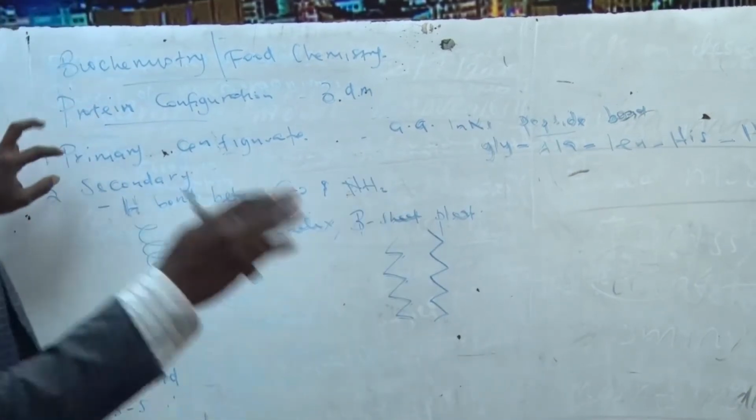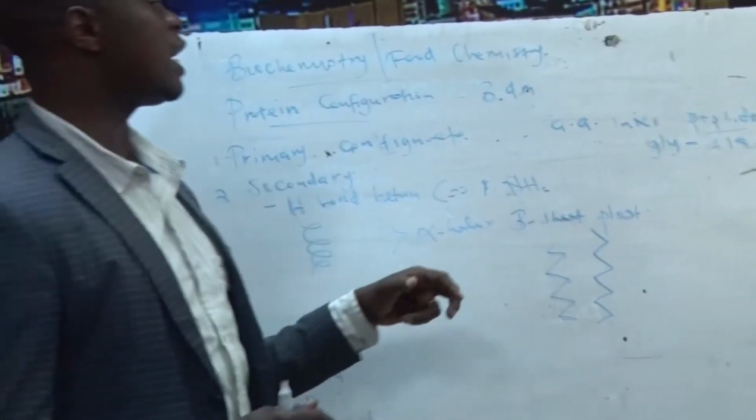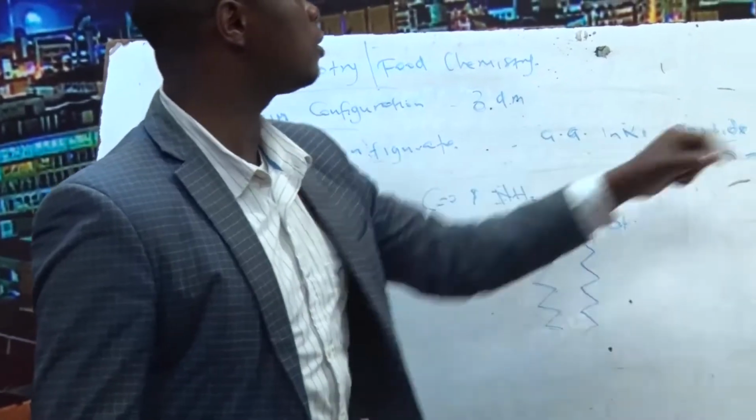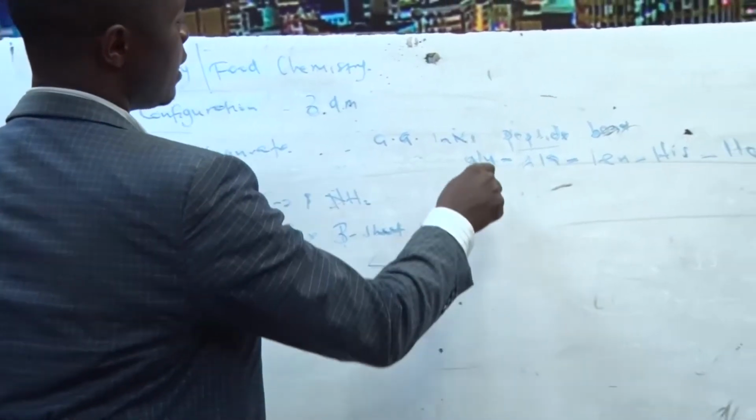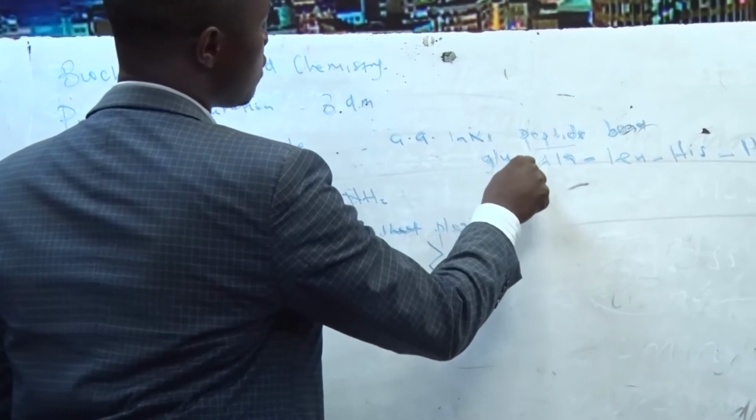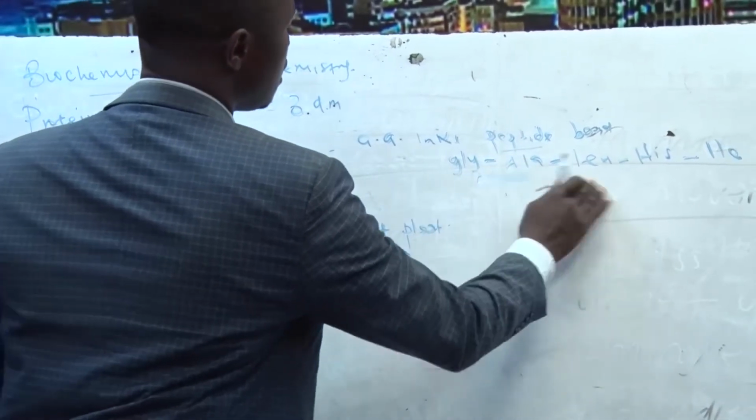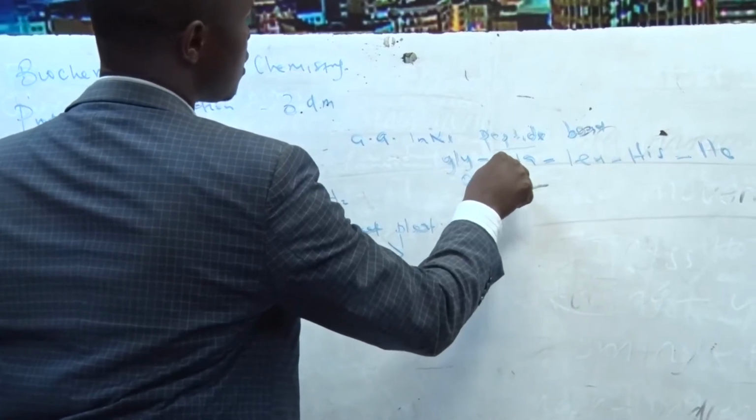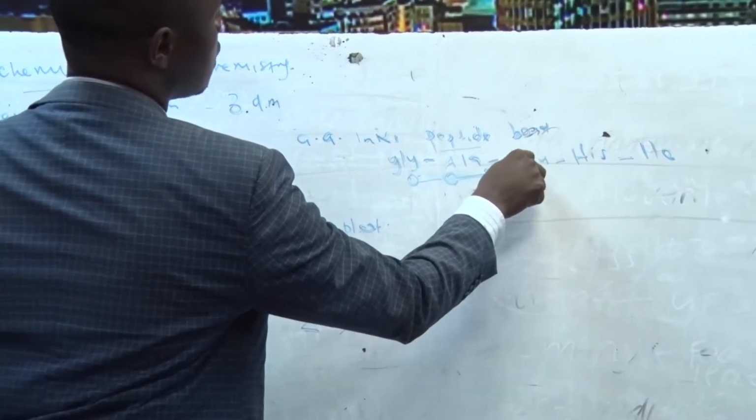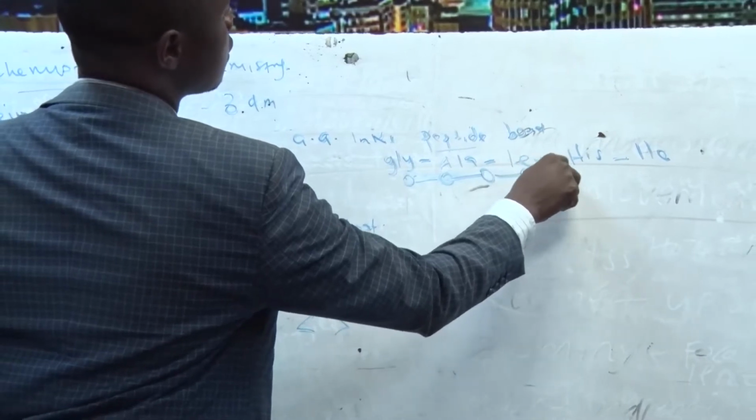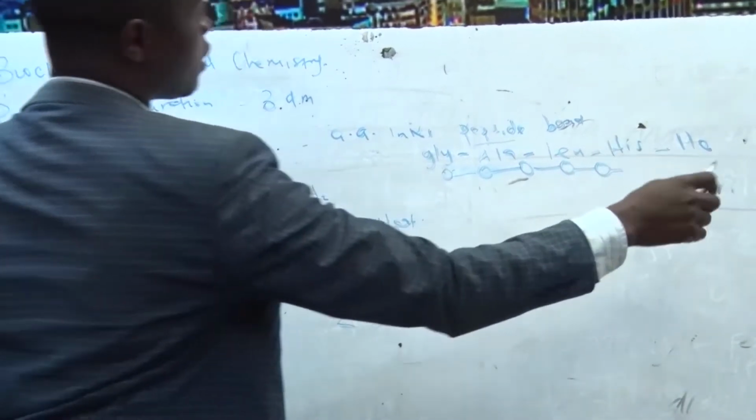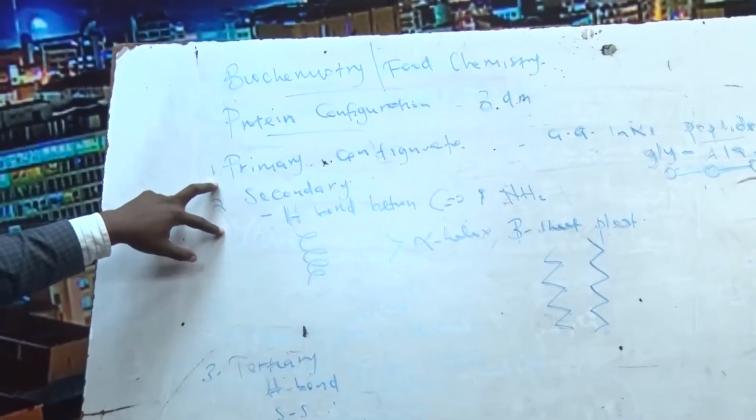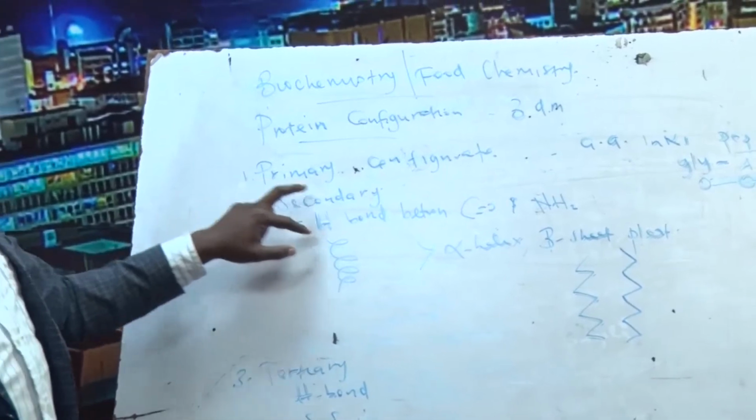So basically, in a primary conformation, we have the amino acids linking through peptide bonds to form a chain of amino acids. We can indicate, for example, alanine with glycine, leucine, histidine, isoleucine, and so on. That is how we form the primary configuration. Now, the next one is secondary conformation.